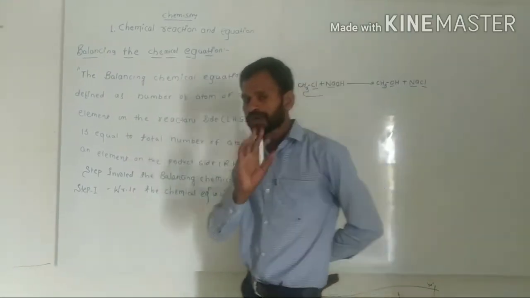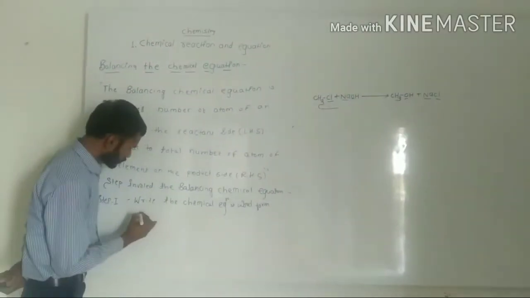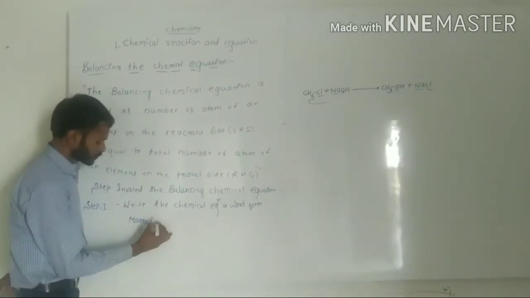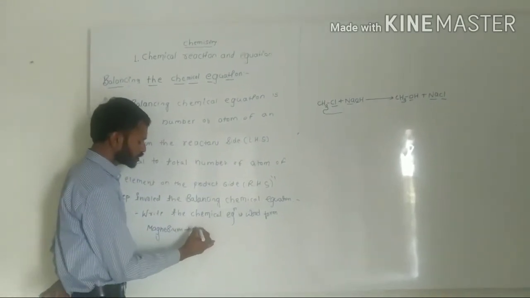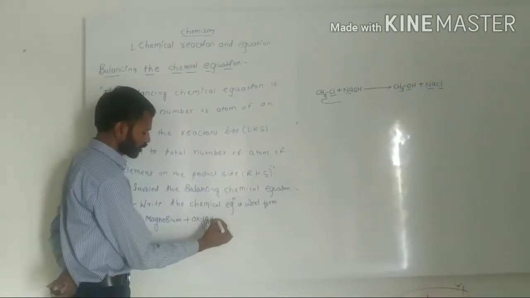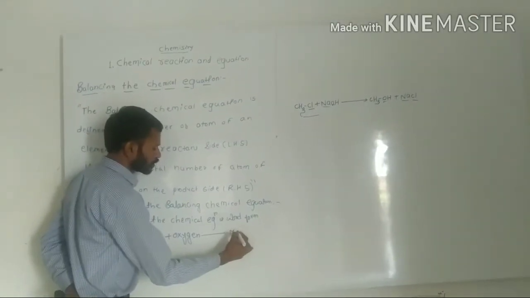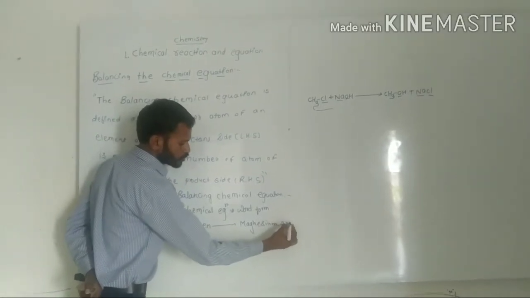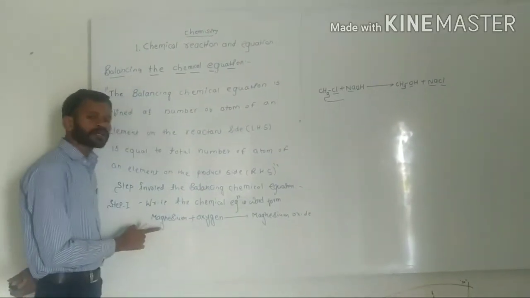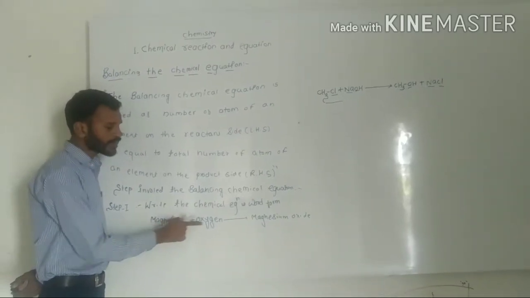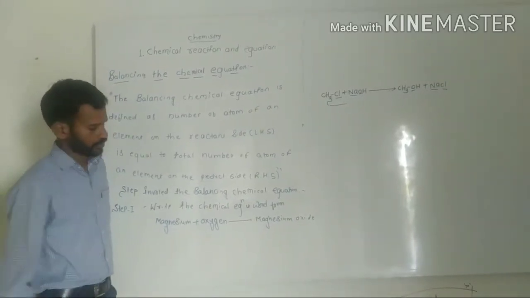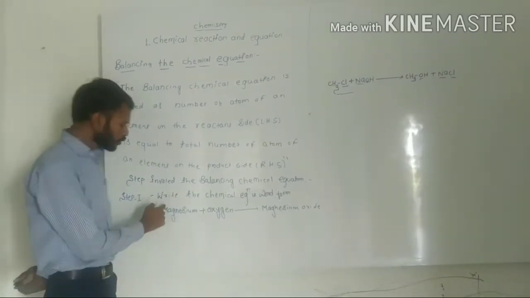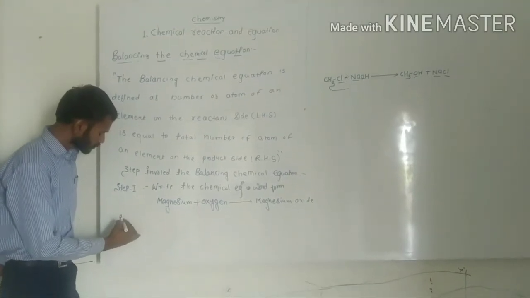In word form, as we already had in the example: magnesium plus oxygen gives rise to magnesium oxide. So we know that in this chemical reaction, magnesium and oxygen are the reactants, while this magnesium oxide is the product. Now this is the first step.